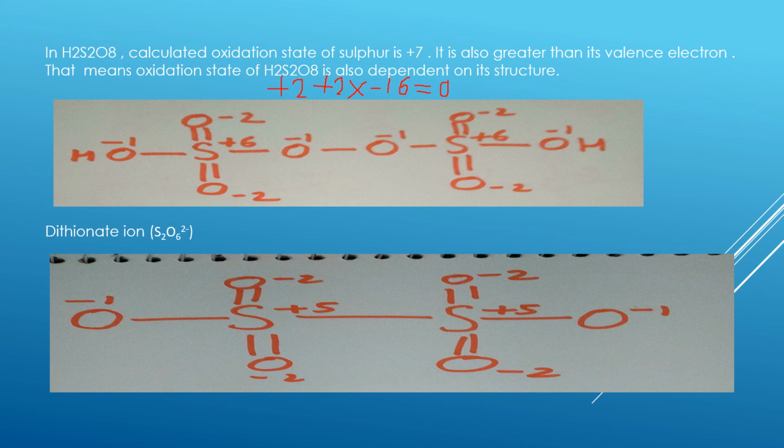This also we can understand through charges. Here 2 sulfur atoms are bonded. There is no difference in their electronegativity, so finally it will be decided through these 3 oxygen atoms. This is -2 charge, this one also -2, this is -1. So the total charge on it will be +5. Look at here, this is +5.